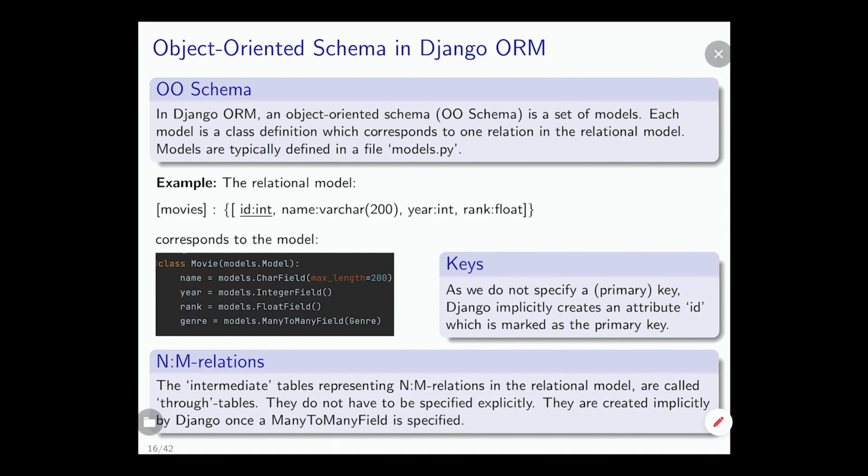So it says many-to-many field. Many-to-many in the relational world means an M-to-M relationship. So I would expect that maybe Django could add an attribute called genre to the movies table, but it does not do that. Why?